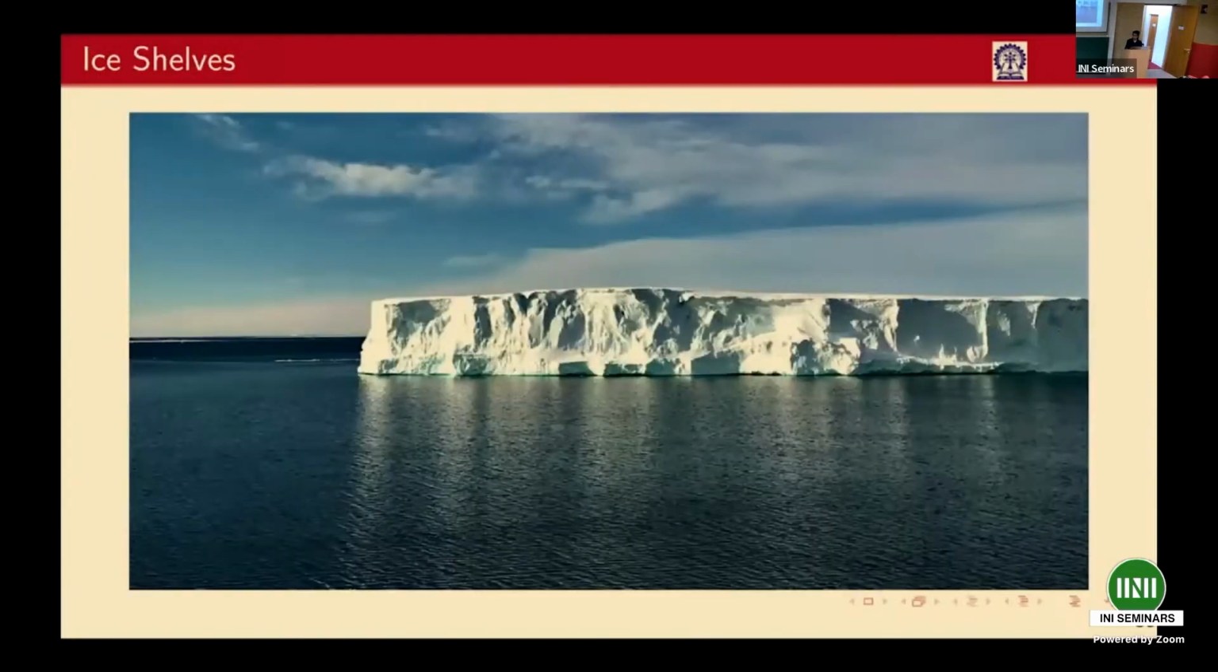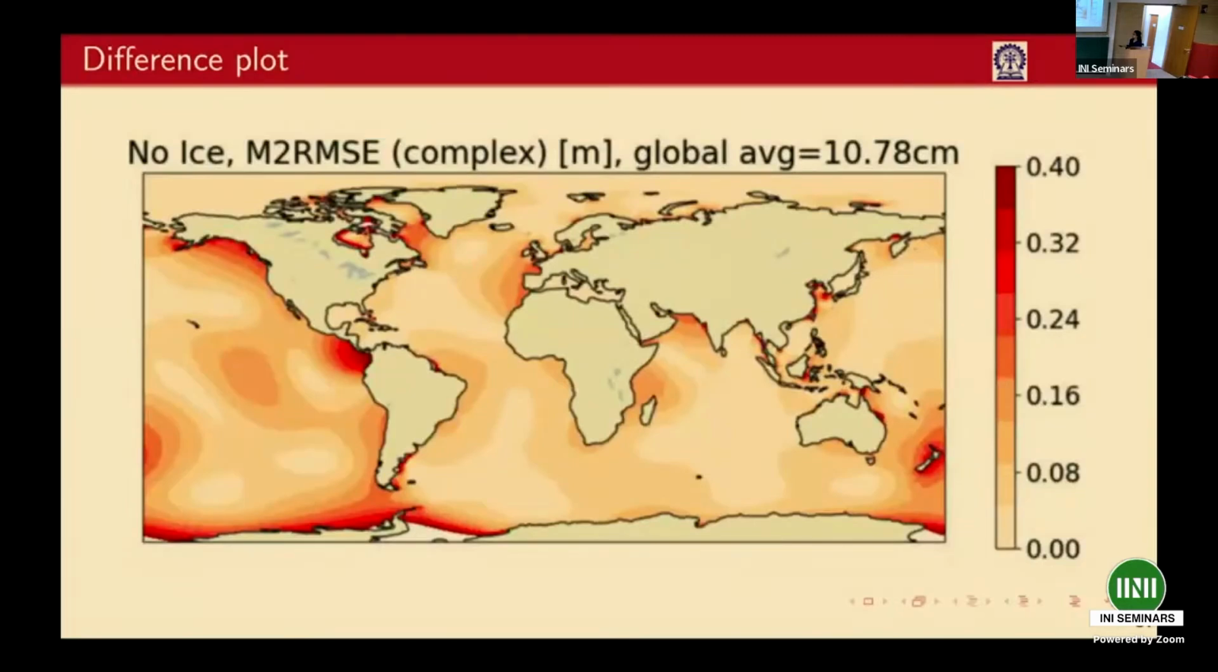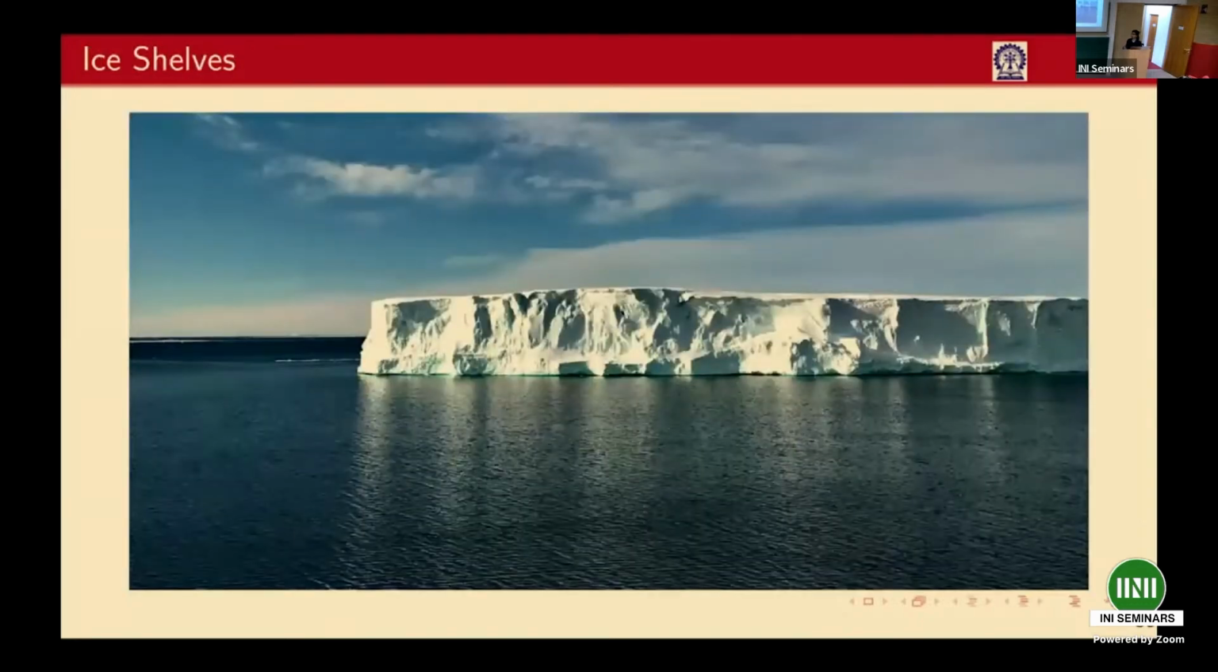Okay, so as we saw, this is near the Southern Ocean, which is dominated by Antarctic ice shelves. So we wanted to see if we could include the hydrodynamics due to ice shelves. Ice shelves are basically these very long, very thick ice structures that we see, and which apply a very high pressure on top of the open ocean.